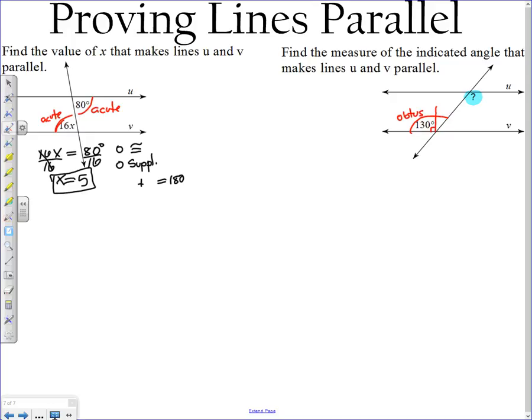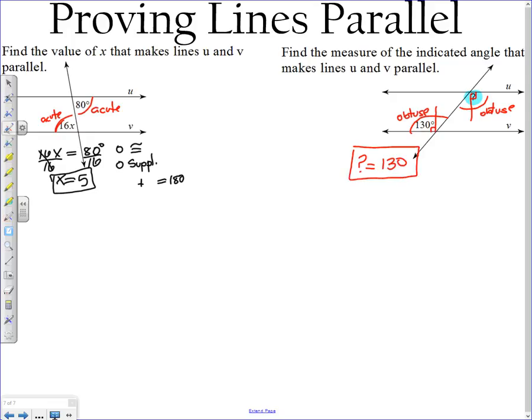Now if you look at this angle right here, 90 will be right about here. They ask you for this angle, which is an obtuse angle. It is more than 90 degrees. Because these two are the same, the angles will be equal, so the question mark will be equal to one angle. The question mark is equal to 130. So the measure of the angle that will make both lines u and v parallel will be 130.